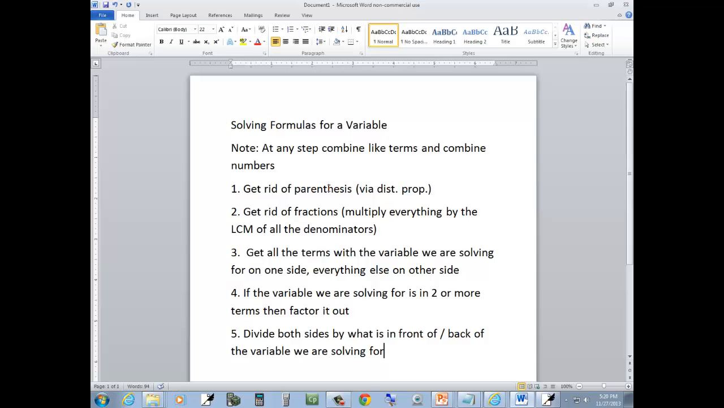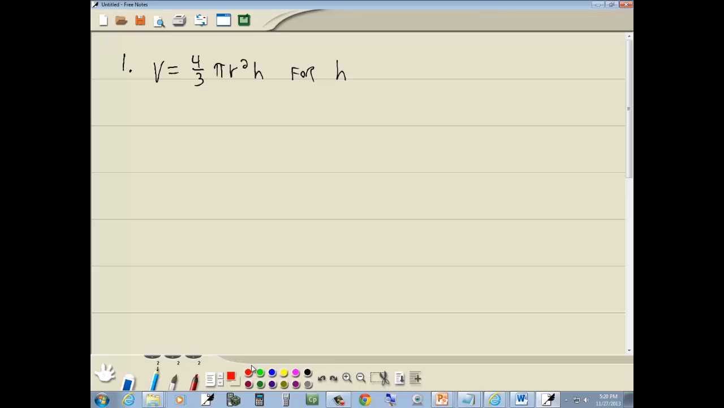Okay, first step, get rid of parentheses. Don't have any. Second step, get rid of fractions. I do have a fraction. We multiply everything by the LCM of all your denominators. We only have one denominator, the 3, so that's our LCM, and we'll multiply everything by that. Multiply the V by it, and the 4/3 pi r squared h by it. The 3s are going to cancel. 3 times V is 3V equals 4 pi r squared h.